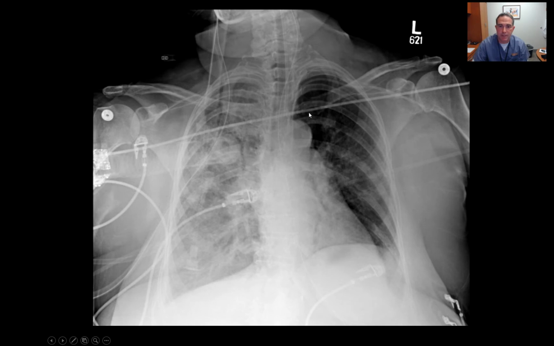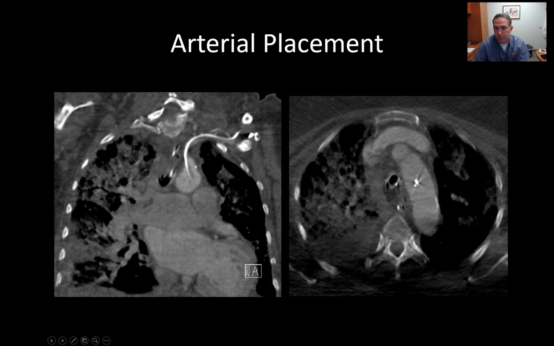This is a left-sided central line that overlies the aorta. Call the team. Got a CT. It was in the aorta.